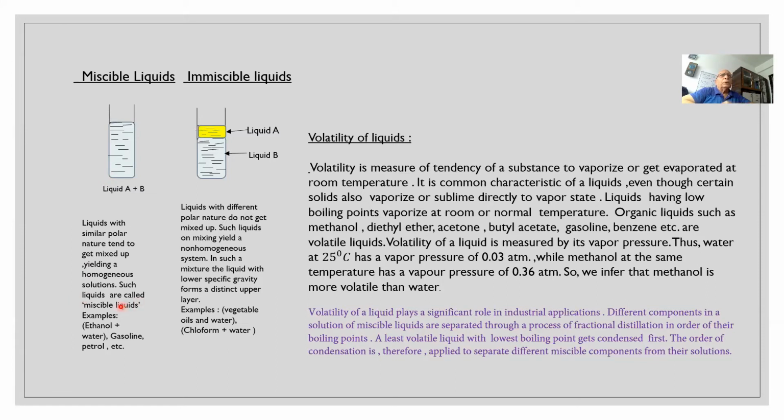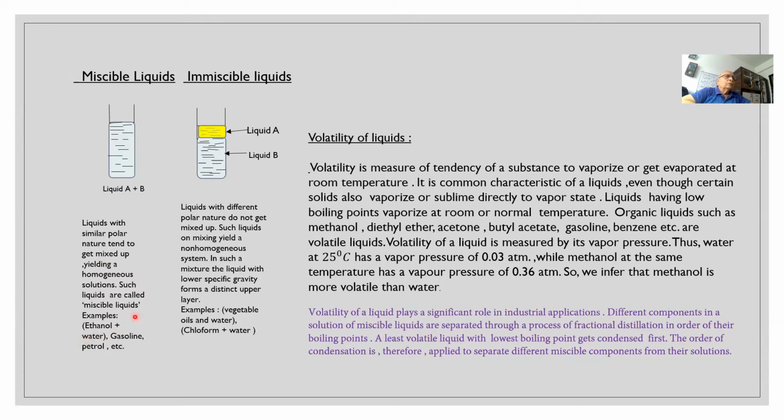A number of examples can be given: ethanol and water, gasoline or petrol. You know, petrol consists of a number of liquid hydrocarbons. They get mixed up and form a homogeneous solution. Similarly, gasoline and several other liquids are miscible.